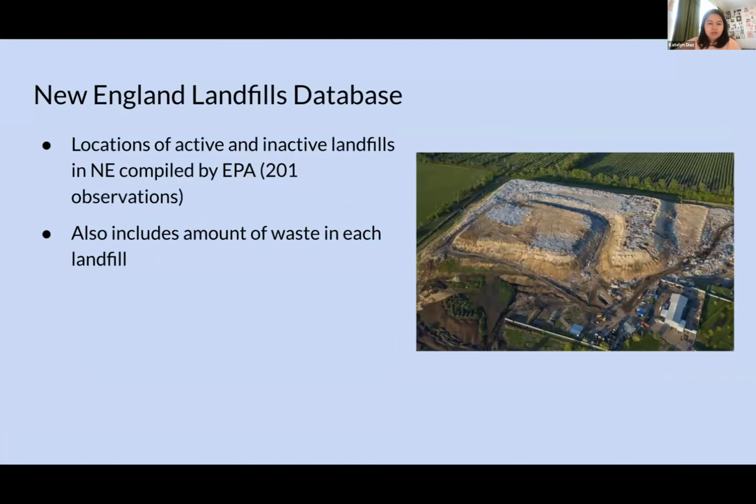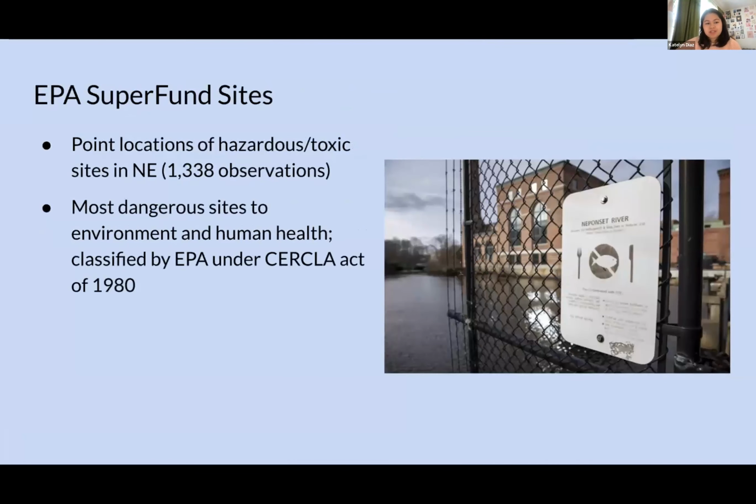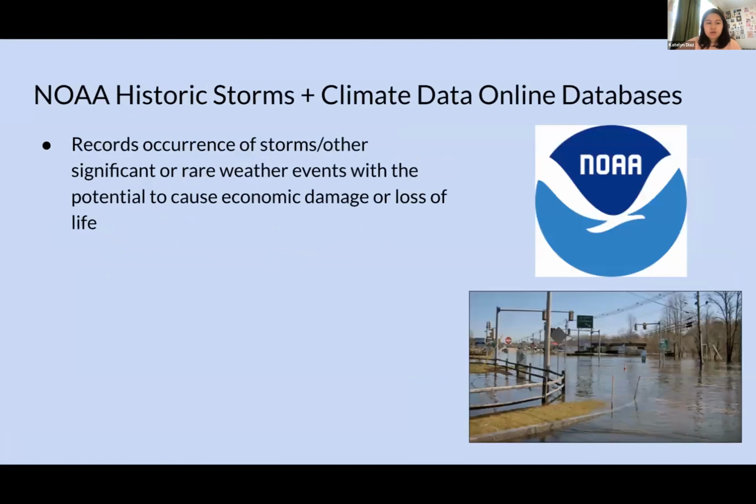The New England Landfills database is the locations of active and inactive landfills in New England, and it was compiled by the EPA. It also includes the amount of waste in each landfill, which is essential. The EPA Superfund sites are point locations of hazardous and toxic sites in New England, and these are the most dangerous sites to the environment and human health.